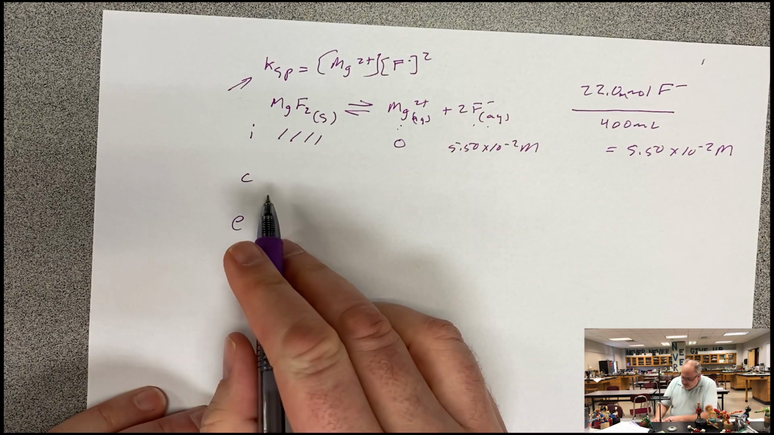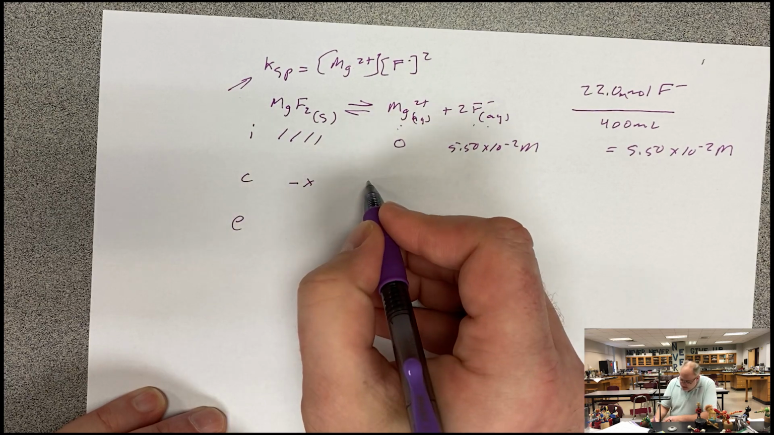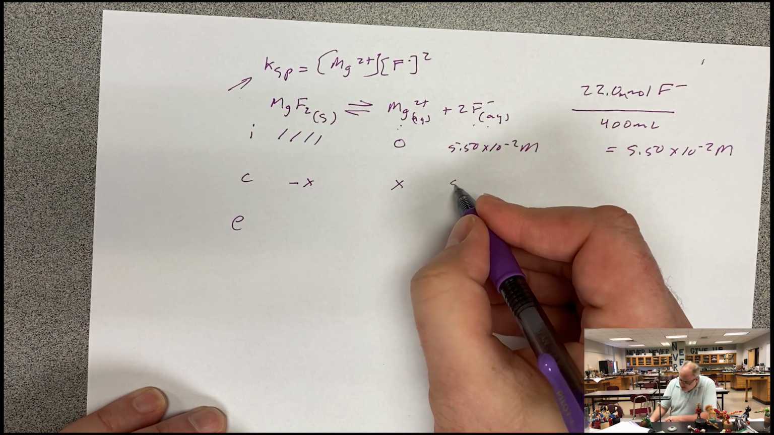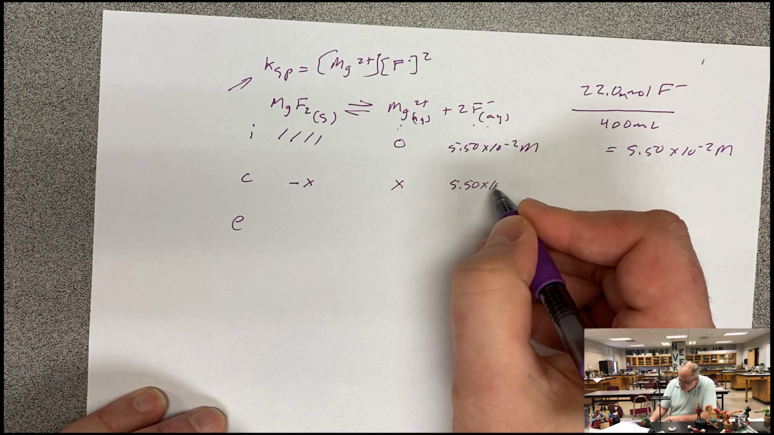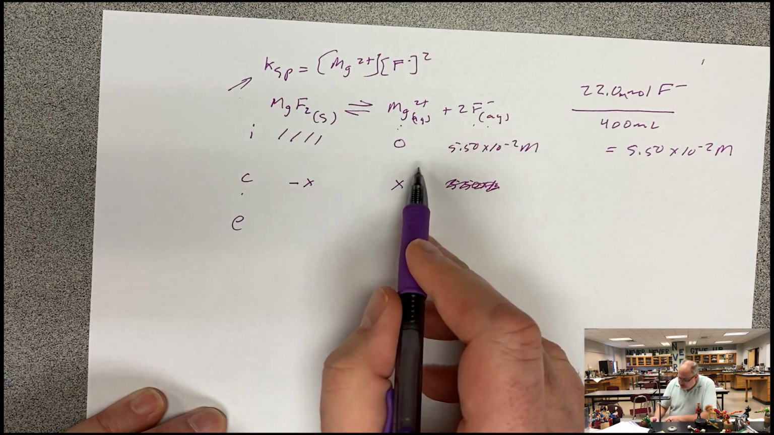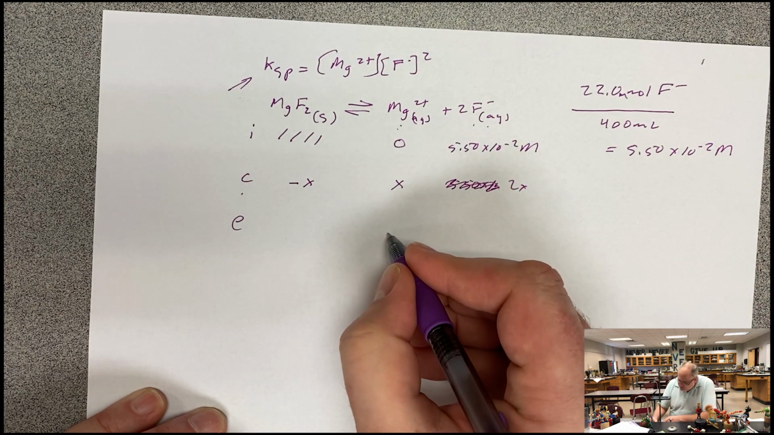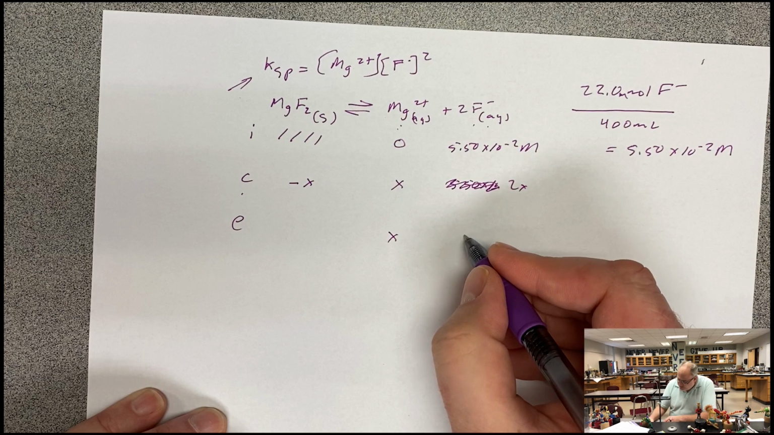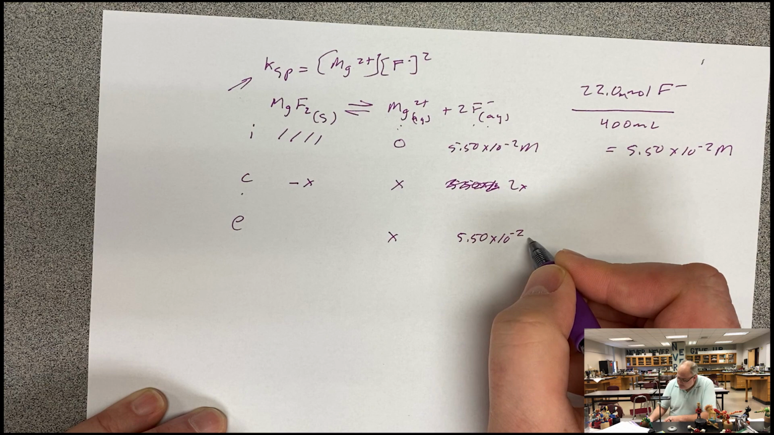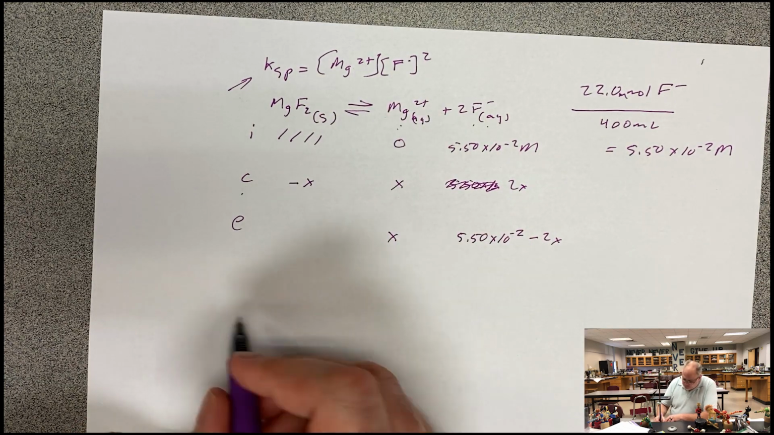Now, what's my change going to be? Well, we have solid being formed, so won't we lose X from this? And then if that happens, won't we end up with X here? Let me scratch that, because that's a terrible skipping of the change. Wouldn't the change here be X and then 2X? I kind of jumped to the equilibrium state. And then in equilibrium, wouldn't this be X and wouldn't this be 5.50 times 10 to the negative 2 minus 2X? If we put all that back into our equilibrium expression, what we have is this.